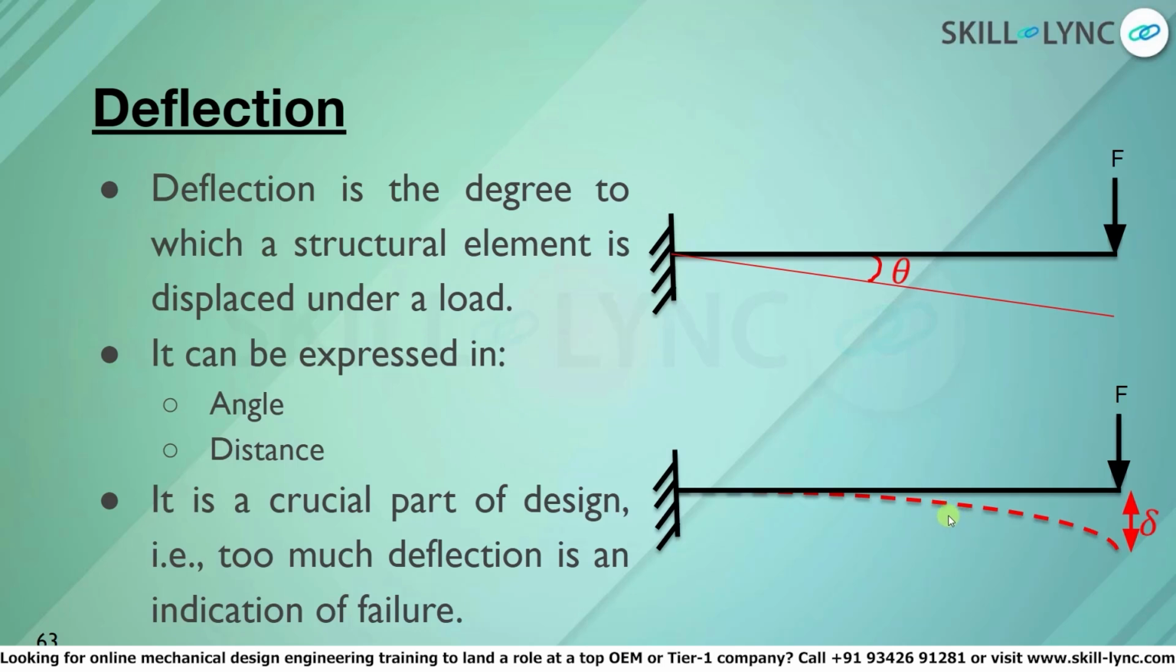Deflection can be expressed in two ways. First is using the angle of deflection, that is, the angle at which the deflection curve is with respect to the original element. It can also be expressed using distance, where the endpoints of the beam and the distance between them after curvature and before curvature, which is delta, the deflection, is a crucial part. Deflection is a crucial part of engineering design because too much deflection is an indication of failure.